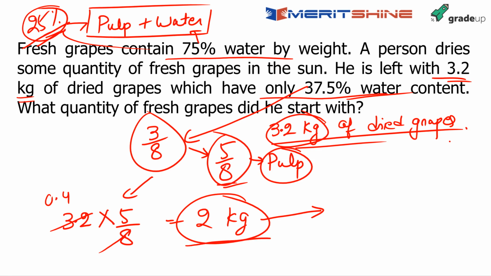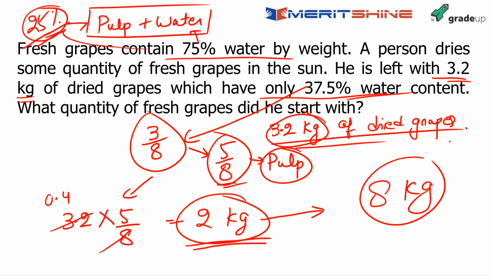Now if there are 2 kilograms of pulp, what should be the quantity of the fresh grapes in which there are 2 kilograms of pulp? It has to be 4 times that. So if the total quantity of grapes is 8 kilograms, then the quantity of the pulp would be 2 kilograms. That's 25%, and that's how we get the answer.